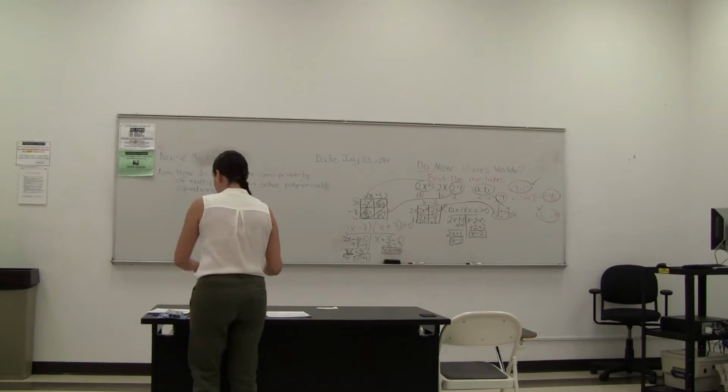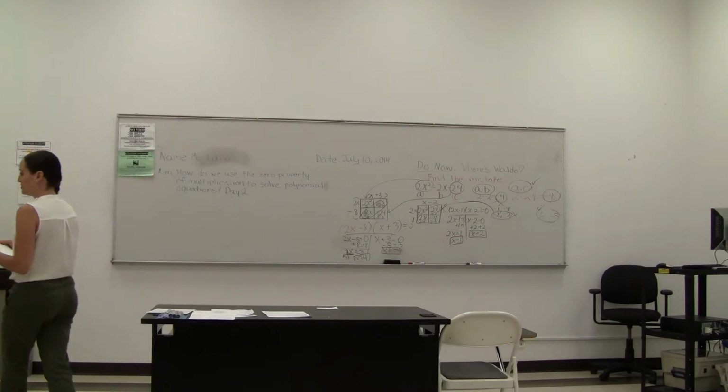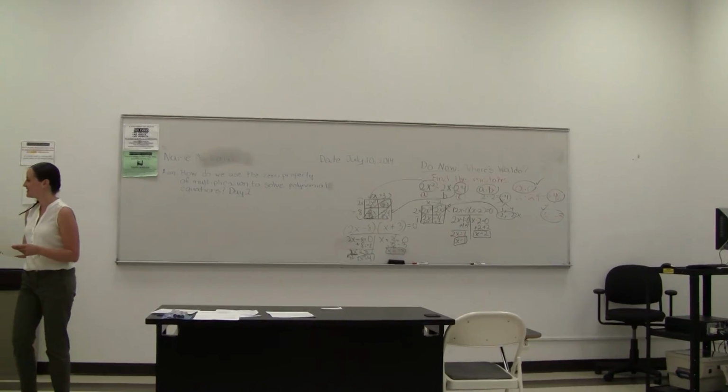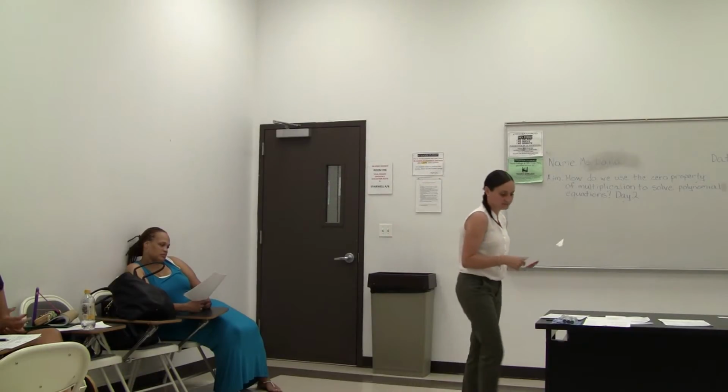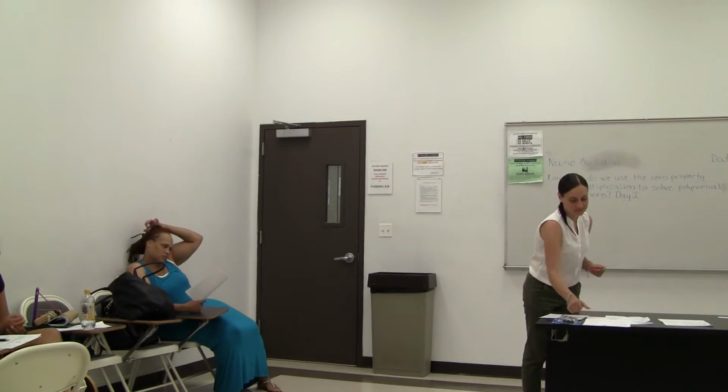Who would like to read this for us? Can you read for us, please? Ms. Lana replaced a square window with a rectangular one. The new window is 3 feet wider and 2 feet higher than the square one. It has an area of 42 square feet. How long was the side of the original square window?